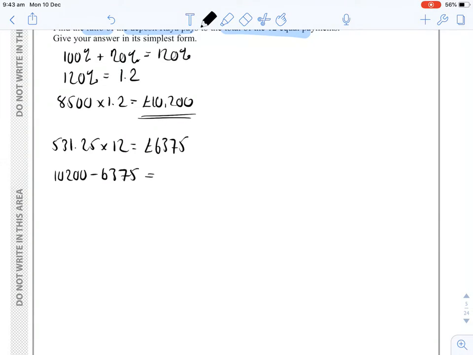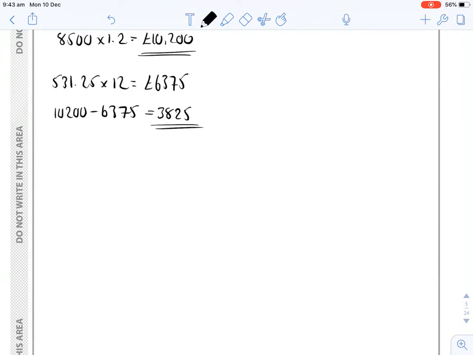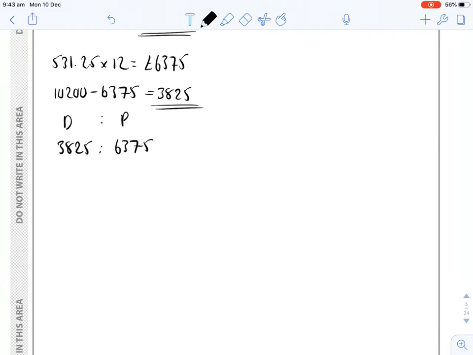So then what we've got is 3,825 when we put it into the calculator. So what we want to do is find the ratio of the deposit to the total of the 12 equal payments. So the deposit is going to be 3,825 to the ratio of the payments, and so the sum of those payments was 6,375. So looking at this, the easiest way is to say, right, both these numbers end in a 5, so I'm going to divide them both by 5.